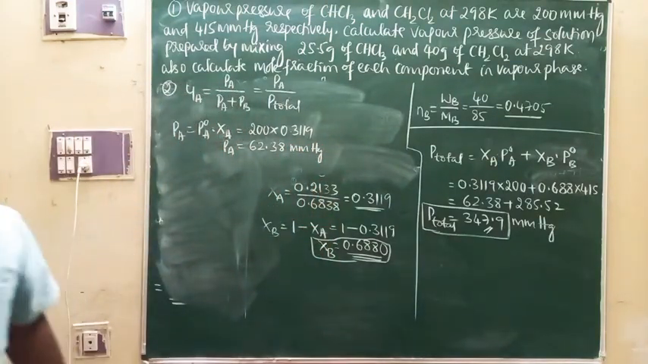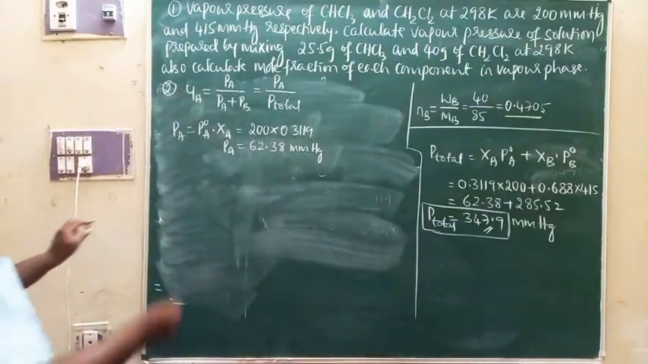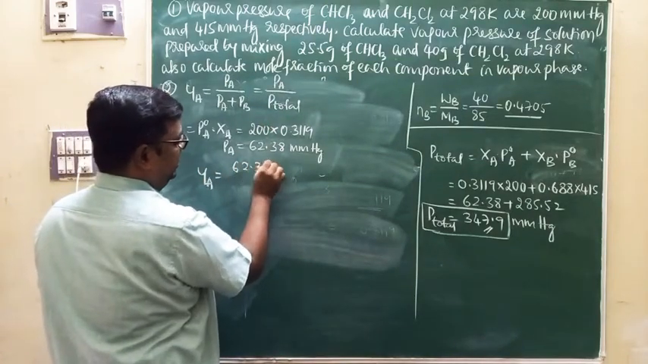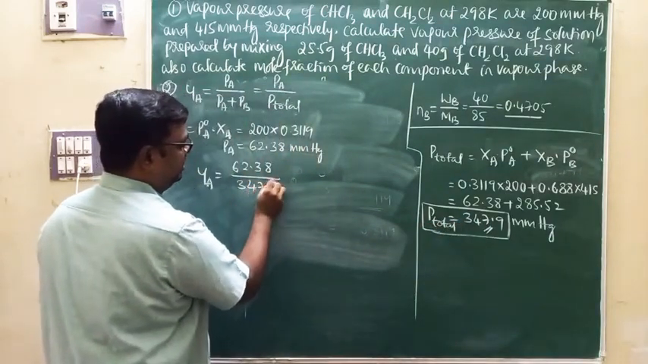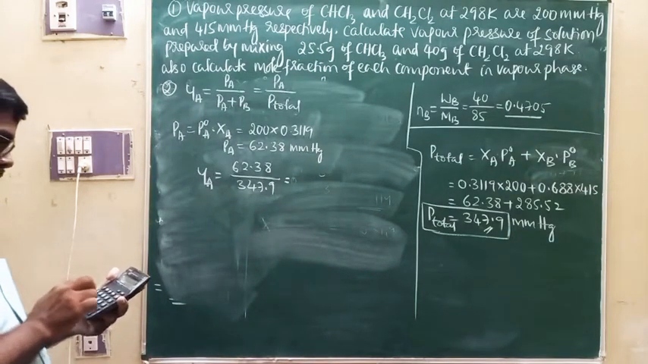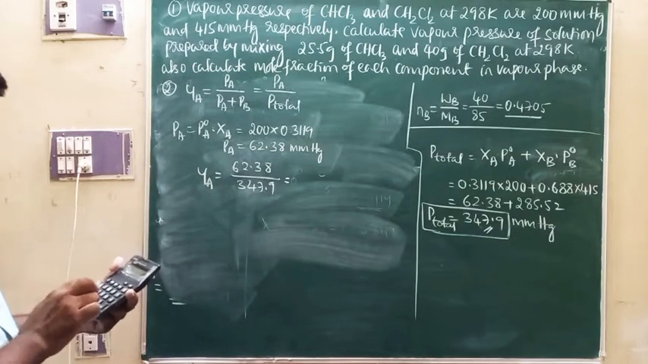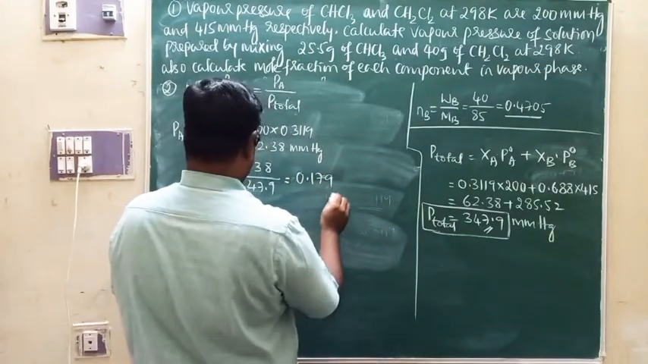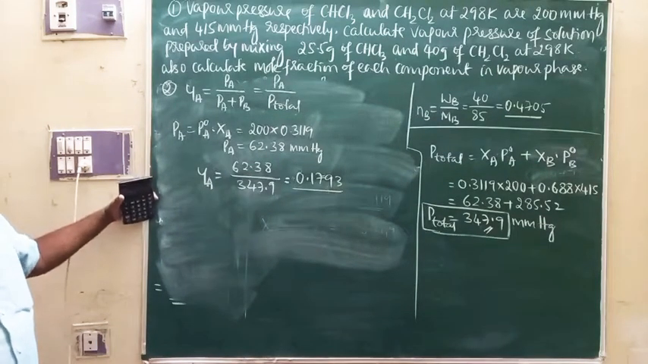Now I'll calculate YA. YA is equal to PA, which is 62.38, divided by the total vapor pressure, 347.9. 62.38 divided by 347.9 comes out to be 0.1793. This is the mole fraction of the component in the vapor phase.